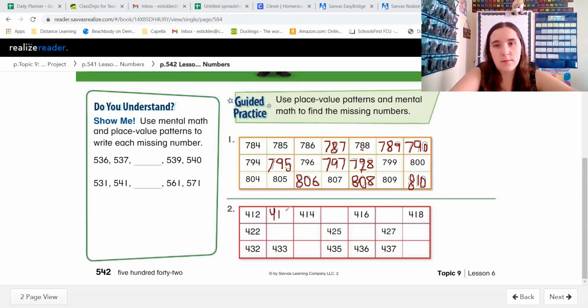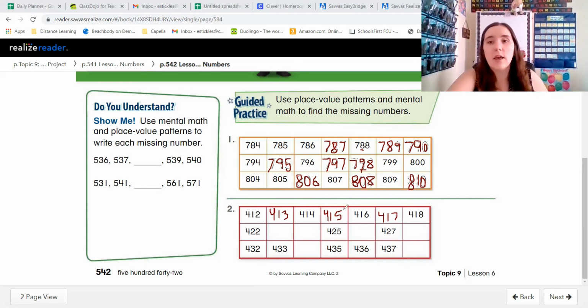413. Plus 1, 414. Plus 1 would be 415. We're just counting by ones right now. And then 416, and then 417, and then 418. I always continue my row to make sure that I completed the pattern correctly. If this next one said 419, that means that I did something wrong. So I wanted to make sure that my numbers match up all the way across.